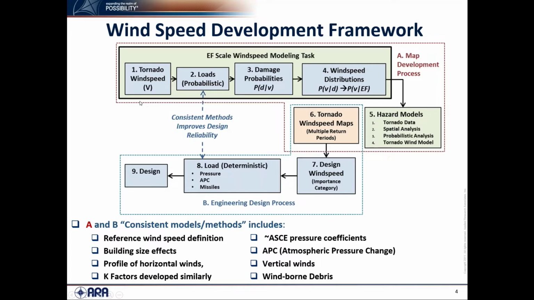The webinar next week is going to take it and move from here to, okay, once we have the wind speed maps, that was a key component, but not all the components. Then we're going to see how we use those design wind speeds from those maps, along with procedures to calculate loads and handle atmospheric pressure change and missiles and those sorts of things to get to design. So this blue box here is going to be what we talk about next week. Today, we're going to talk about all these elements in the red box.